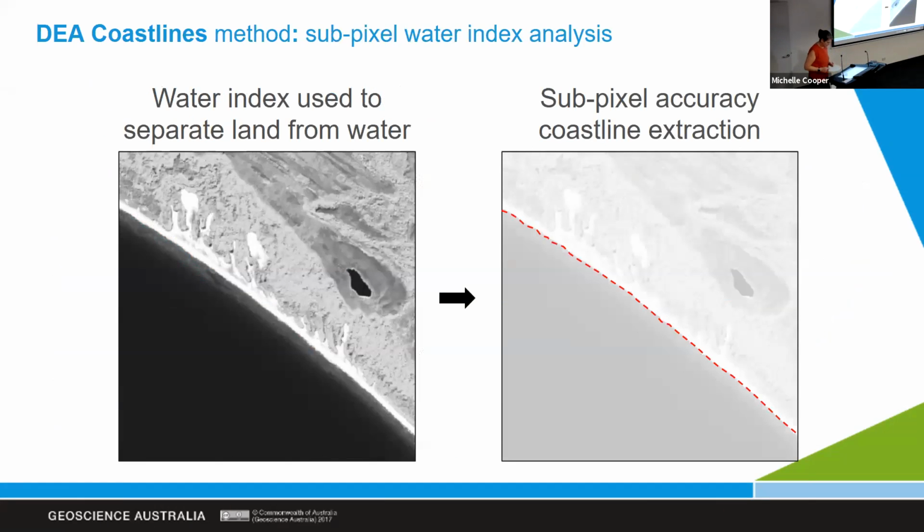I won't get into the specifics of how this is done. Robbie's written an entire paper on this. But essentially, a water index is used to separate the land in the top right quadrant of that image on the left from the water in the bottom left quadrant of that image.